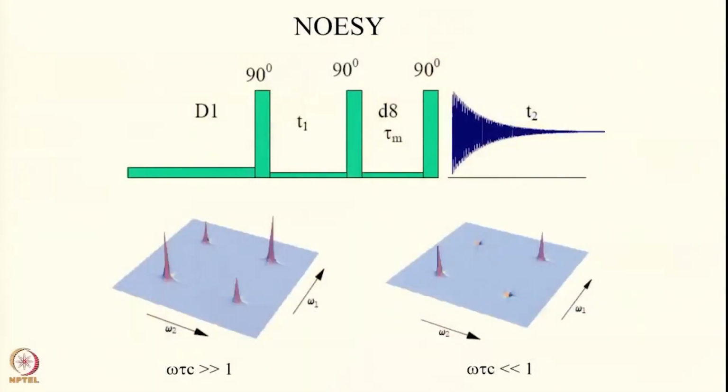So here this is indicated in a more explicit manner. We have the NOESY, you start with the relaxation delay here. So you may do something like saturation, for proton saturation or whatever, in the preparation period. Then you have this 90, T1, 90, and this mixing time tau m is indicated by D8, and the third 90 degree pulse, and after that you collect the data as a function of time T2.